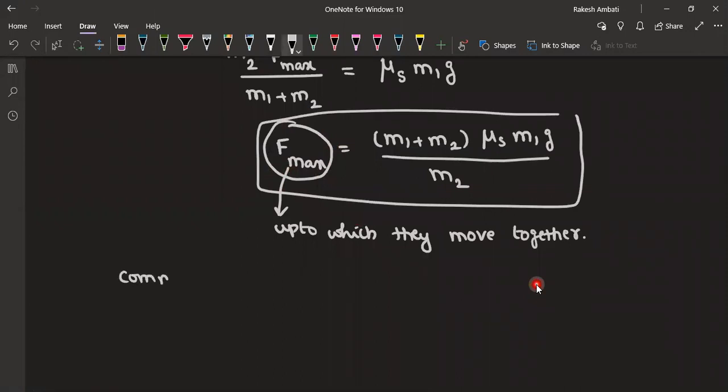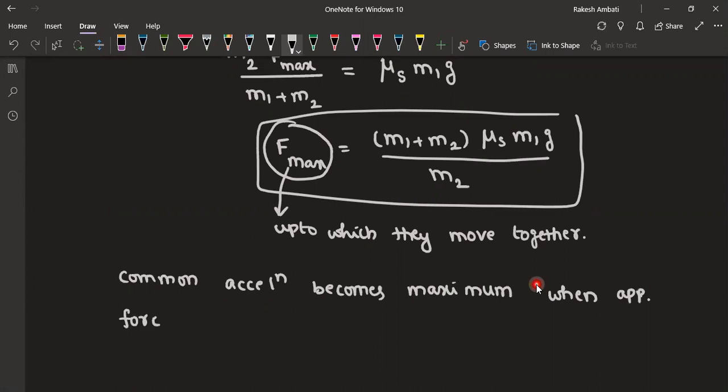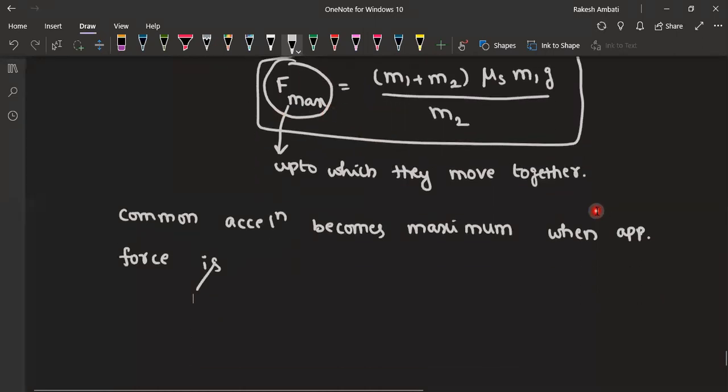Common acceleration becomes maximum when the applied force is, what is the value? The applied force is F maximum.